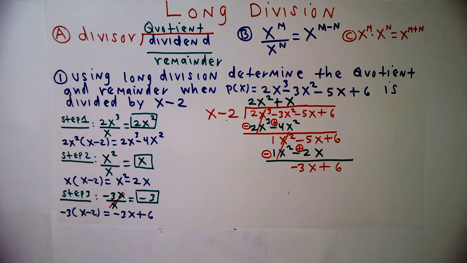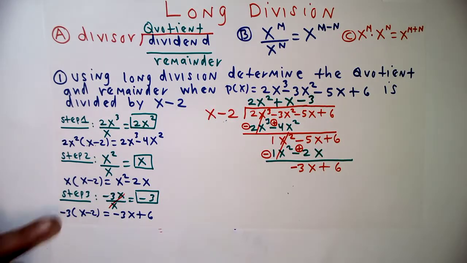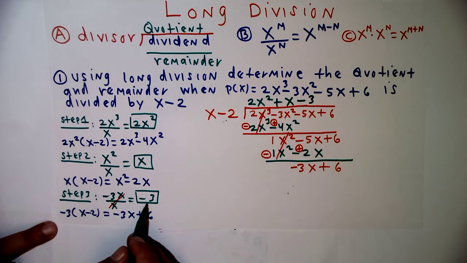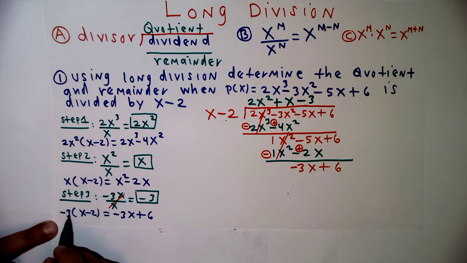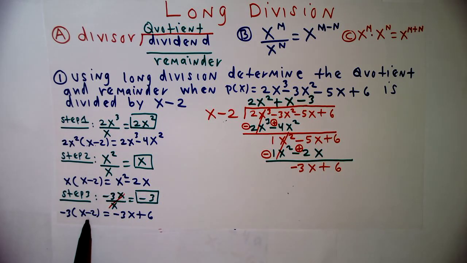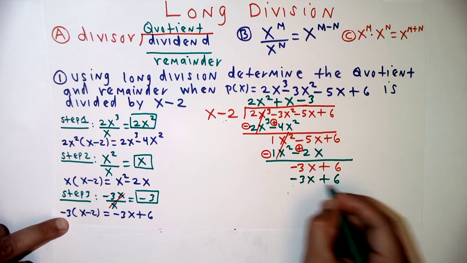All right? And now I'm going to take this, and this is going to be part of the quotient that I'm looking for on top. And let's not forget that you're always going to multiply that answer by the divisor on the outside. In this case, it is x minus 2. And you're going to distribute it once again. So negative 3 times x is negative 3x. Negative 3 times negative 2 is positive 6. So I'm going to take this and just write it down.